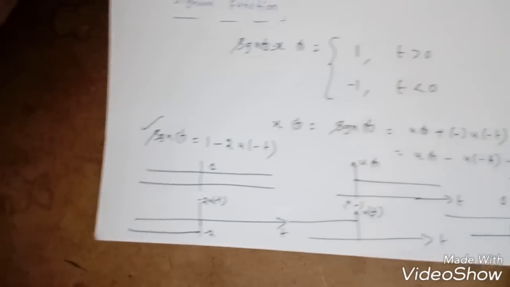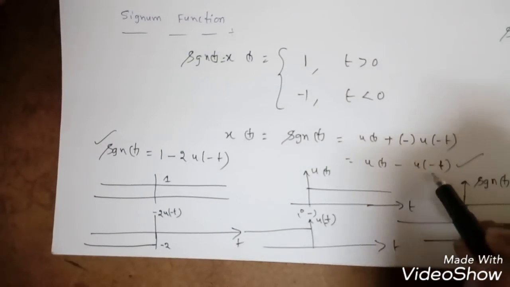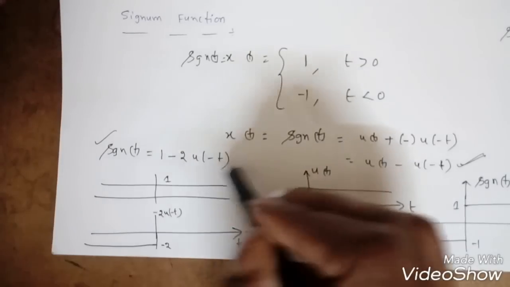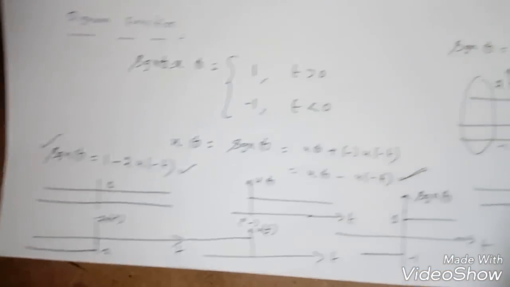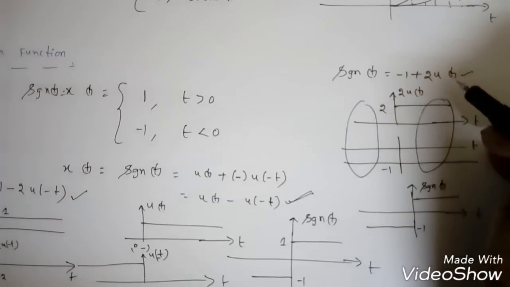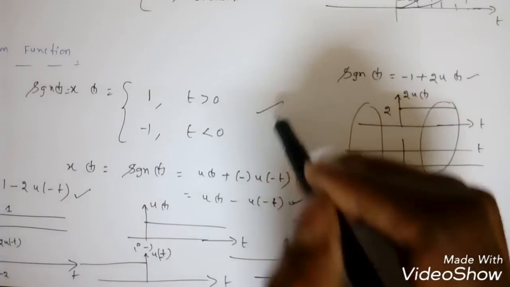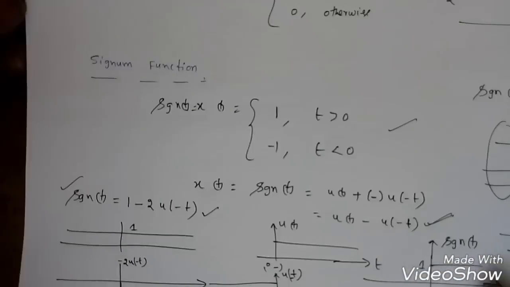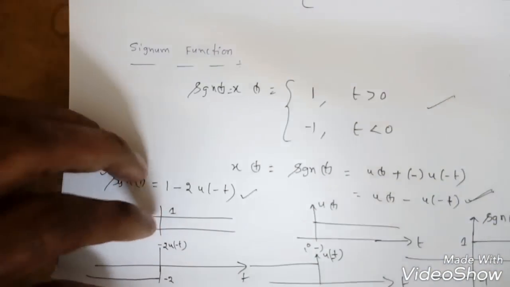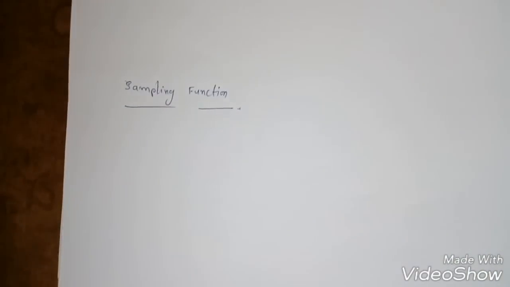So three ways we can write the signum function: u of t minus u of minus t, 1 minus 2 into u of minus t, and minus 1 plus 2 into u of t. So three ways we can write, or we can write simply as like this also, right? So that is about the signum function.